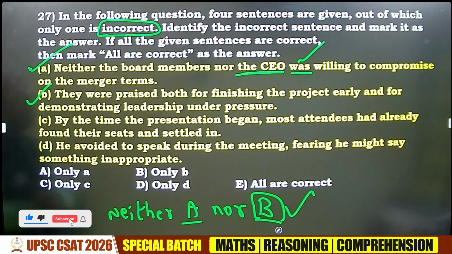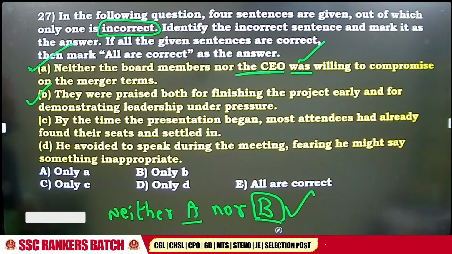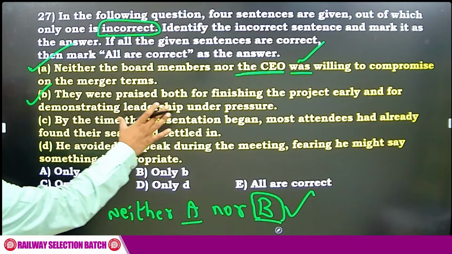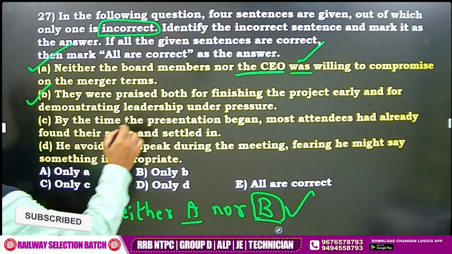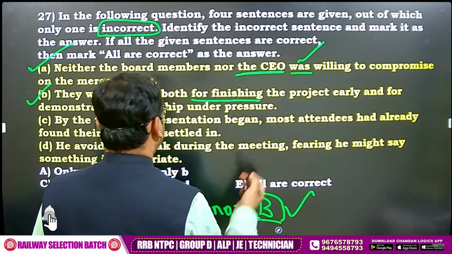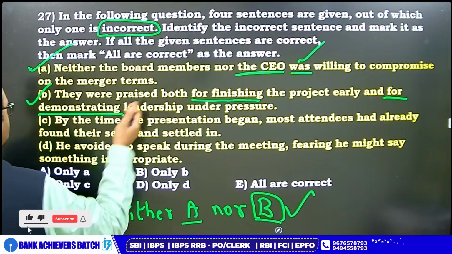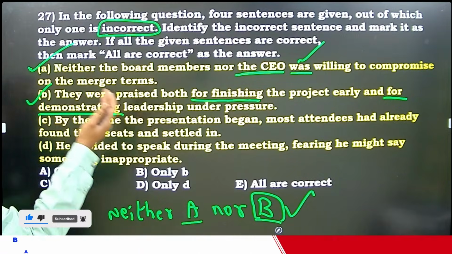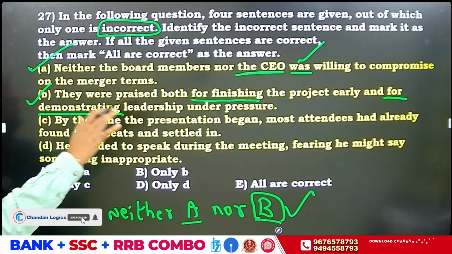They were praised both for finishing the project early and for demonstrating leadership under pressure. There is no error here. Guys, here in the second option, if there is something to observe very carefully, that is "for finishing, for demonstrating." This is called parallelism: for finishing something, for demonstrating something. This is called parallelism, perfectly aligned.